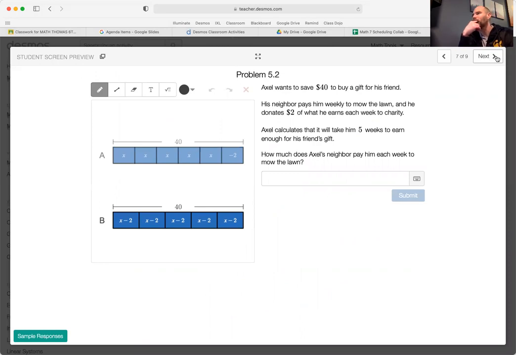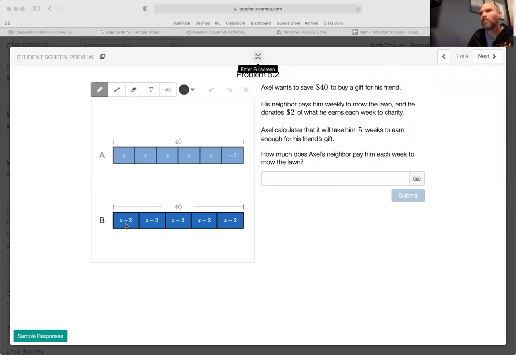All right, so number 7. Well, I guess problem 5.2. It's the same question, same prompt, same information. Notice they've kind of faded out the A tape diagram because it's the wrong one. They want us to use the B tape diagram, and they want us to figure out how much is x. Okay, well, let's do it a couple different ways.